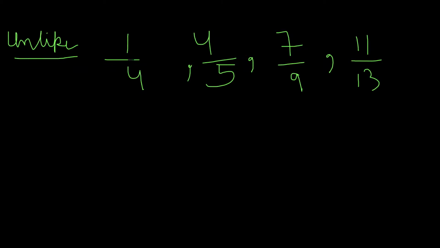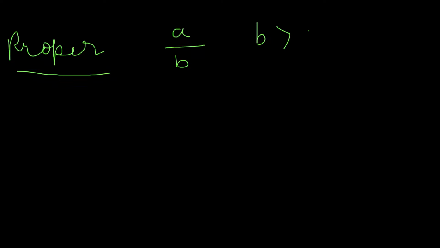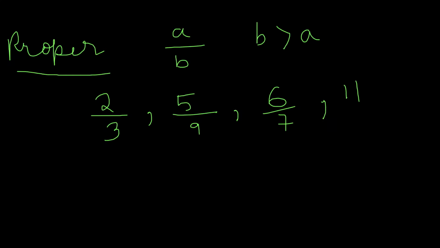Now, the next fraction that we have is proper fractions. And children, for a fraction to be proper, numerator has to be smaller than denominator. That means if you have a fraction a upon b, this means b has to be greater than a. So 2 upon 3, 5 upon 9, 6 upon 7, 11 upon 13. These are all examples, and here you can see denominator is always greater than the numerator.